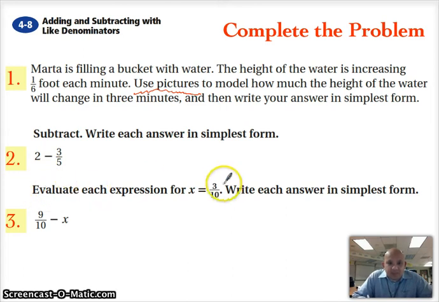And then finally, it's a substitution. Evaluate each expression for x equals 3/10. Put that in place of x.